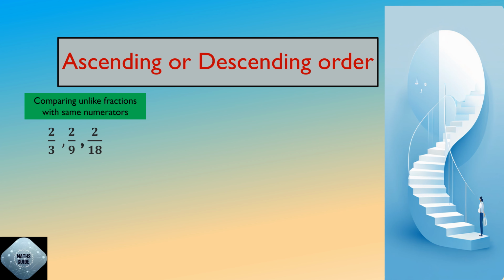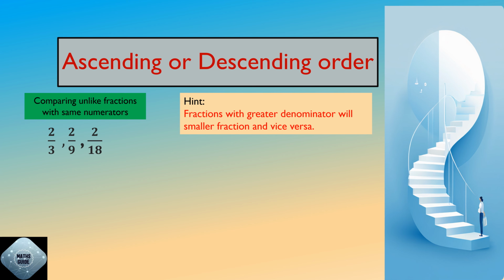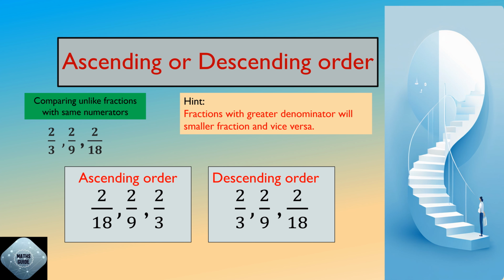In this example, we have a set of unlike fractions but same numerators. For comparing fractions with same numerators but different denominators, keep in mind the fraction with greatest denominator will be the smallest fraction. It means 2/18 is the smallest fraction and 2/3 is the greatest one. So their arrangement in ascending order and descending order will be like this.